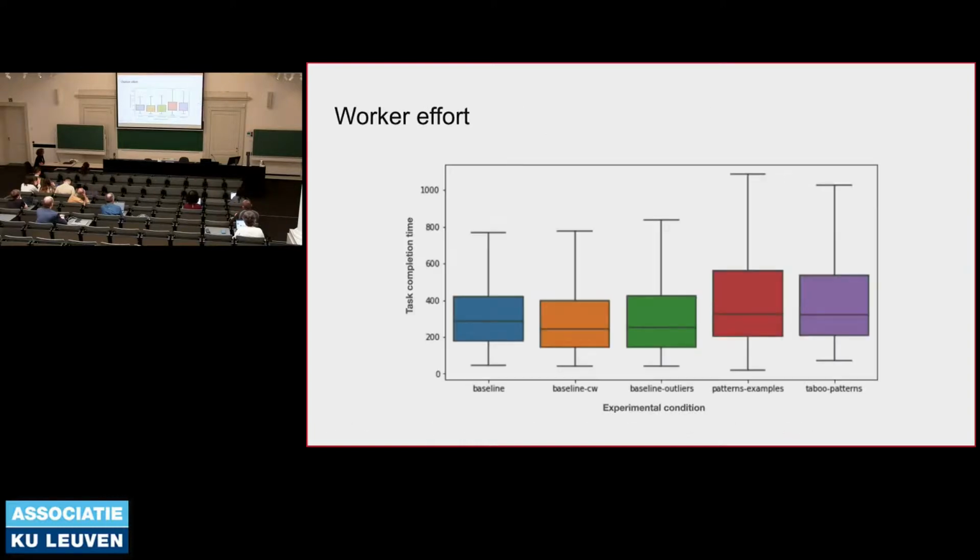We consider the task completion time as a proxy for worker effort. Overall, the syntactic-aware prompts demanded a higher level of effort from workers. The time workers spent on the task was significantly higher in syntax-aware prompts, with a median time around 320 seconds, while the baseline ranged between 240 and 280 seconds.